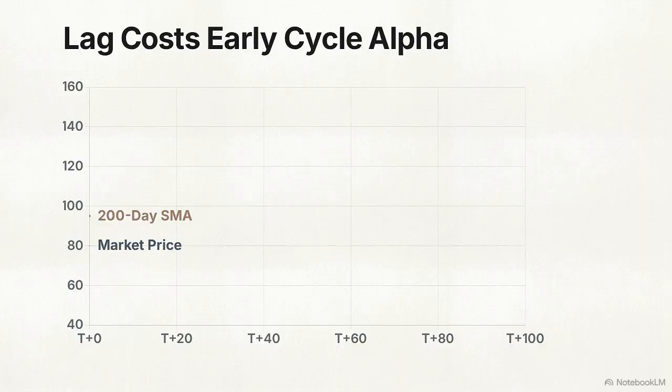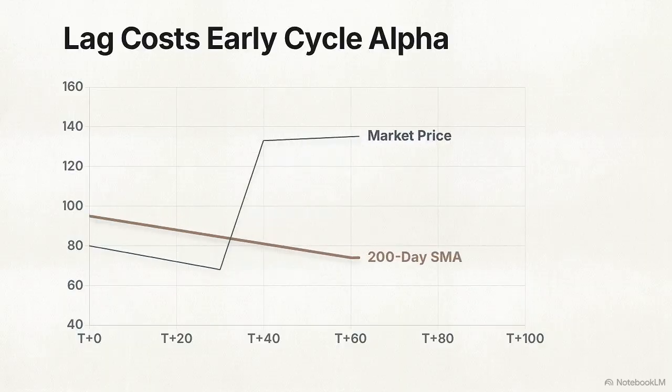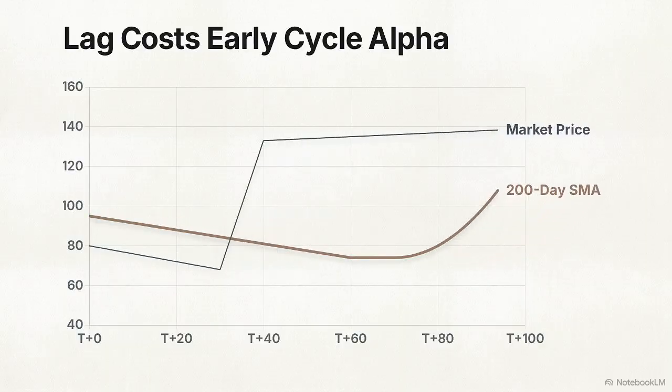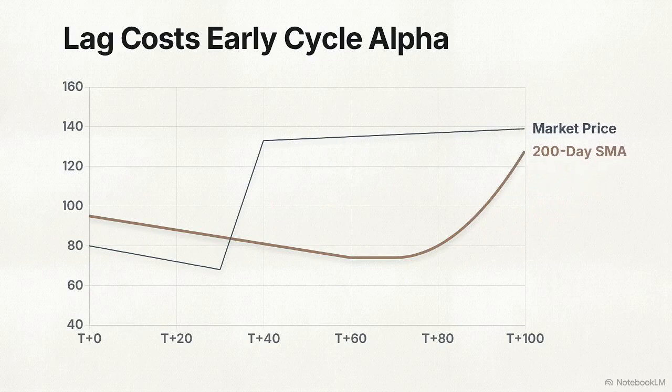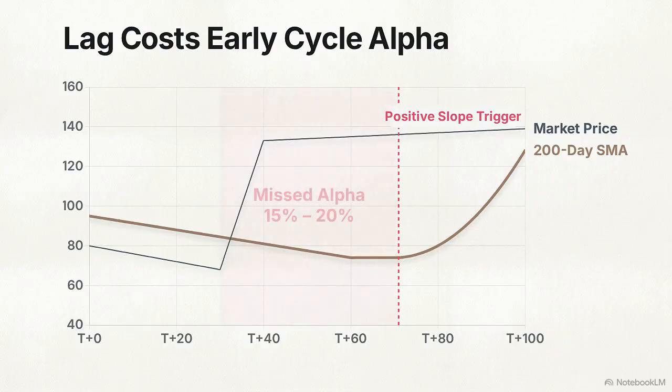The trajectory rule adds further lag. Requiring a positive slope on a 200-day moving average ensures the model misses the start of a new cycle, as moving averages can take months to reflect a change in direction.